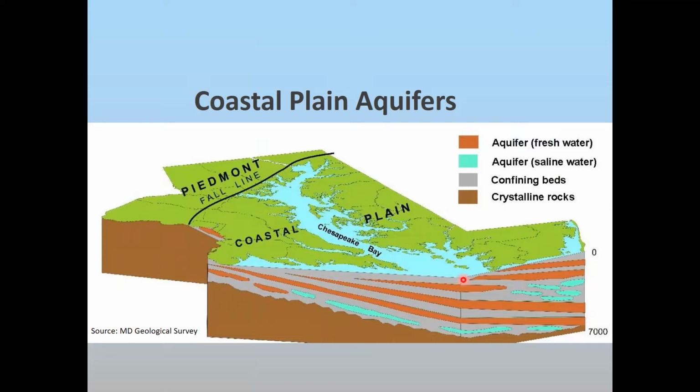You can see here that as we get closer to the coast, that geology kind of slants off, and you can see there's probably 5 or 6 different aquifers in there. We even have some saltwater intrusion.